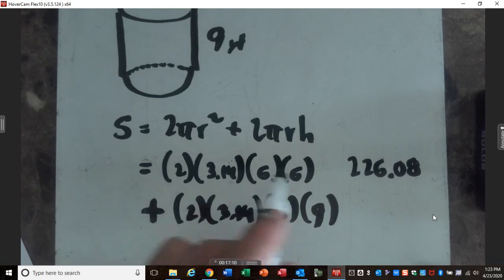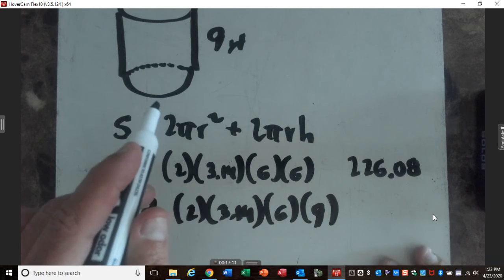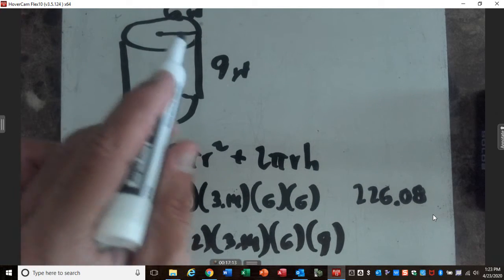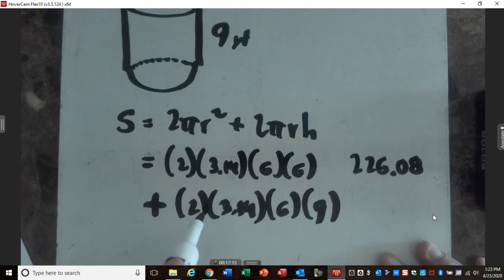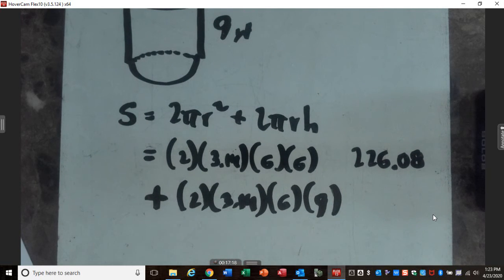Okay, that's this part. That's the top and the bottom. So far, we're going to cover this with wrapping paper and cover this with wrapping paper. Now, we're going to take the bottom part. So let's do the same thing. It just takes a minute, but we can do it. 2 times pi times 6 times 9 will be 339.12.